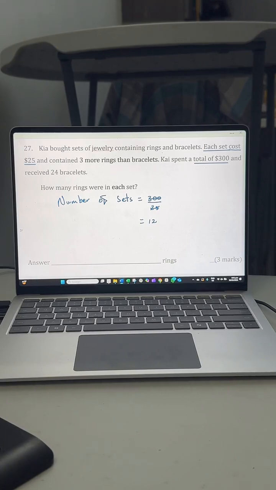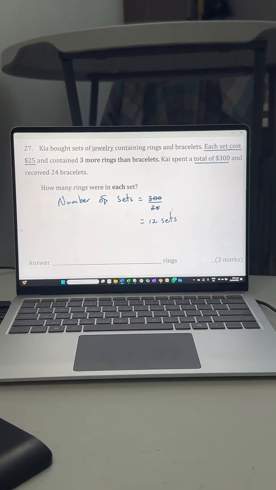So we have 12 sets. They said Kai received 24 bracelets, right? So if there are 12 sets containing 24 bracelets, then one set would have how many bracelets? Somebody said 12 rings. That's wrong. There are 12 sets containing 24 bracelets. So how many bracelets does it have in each set?